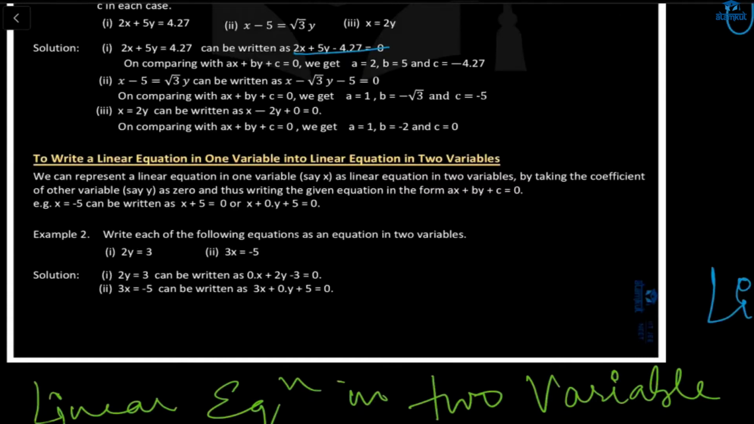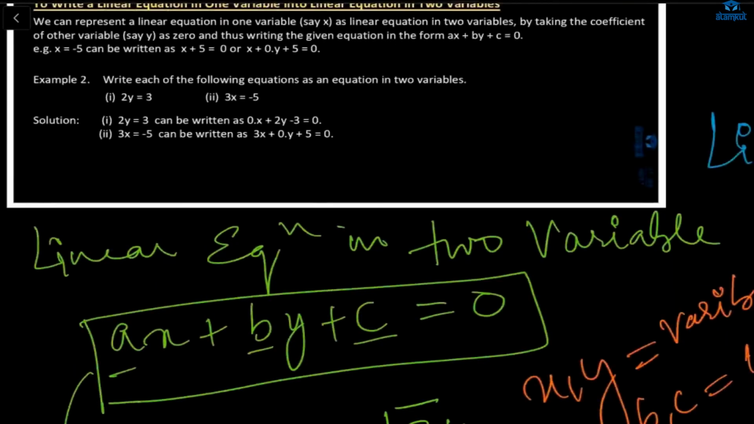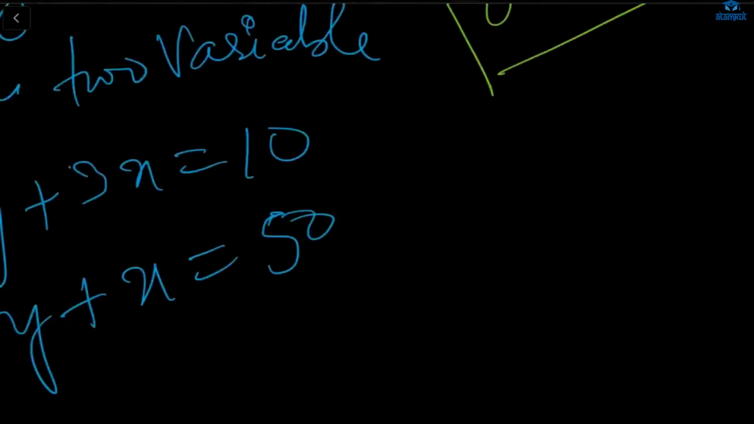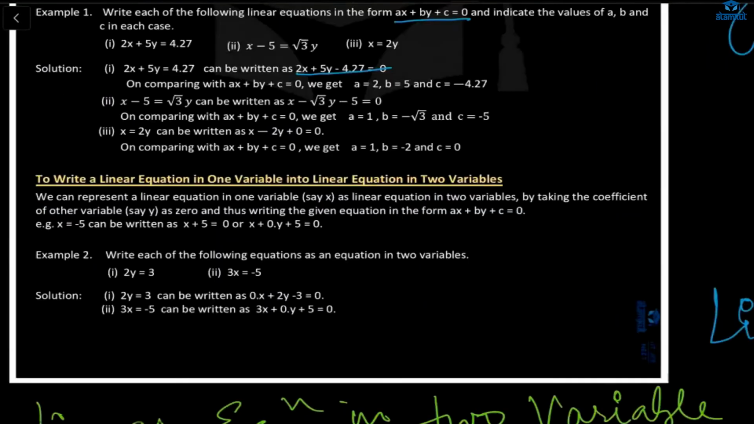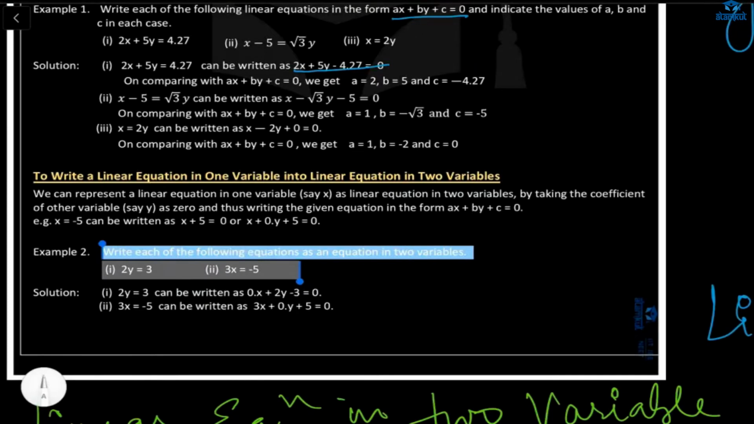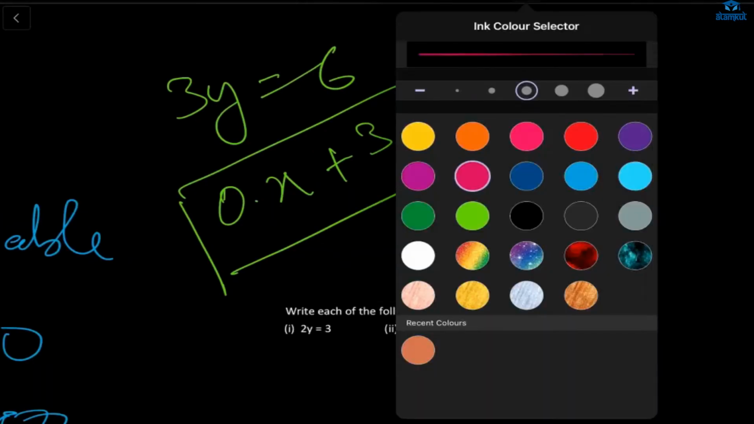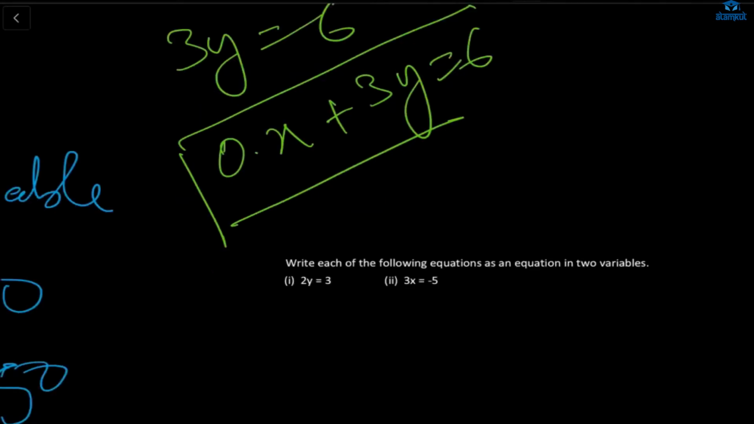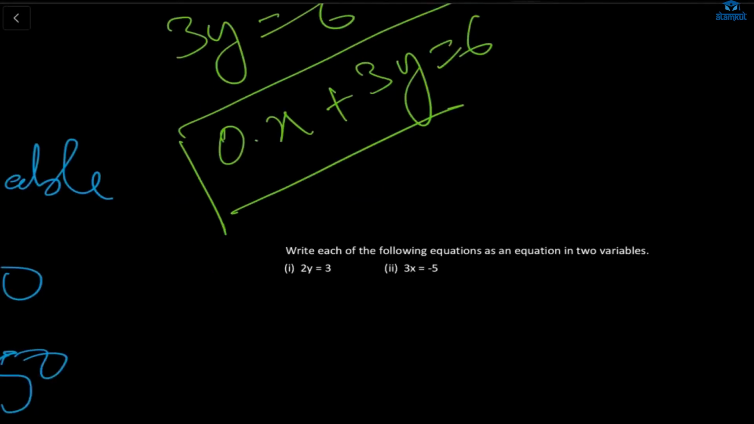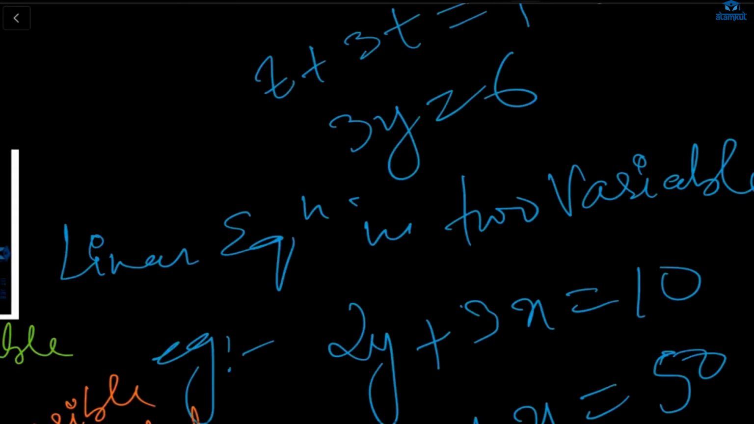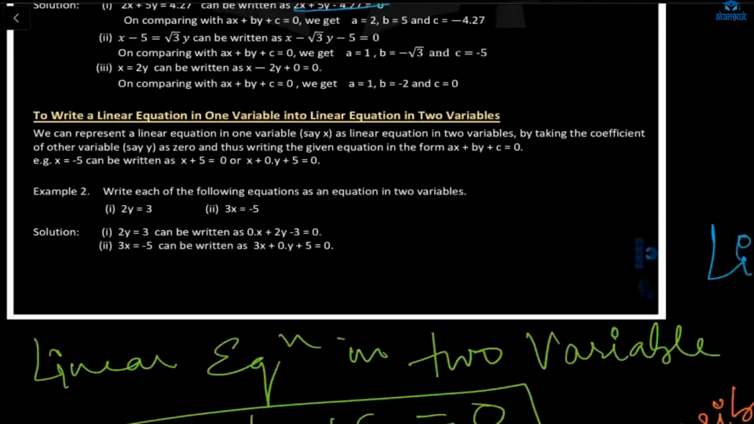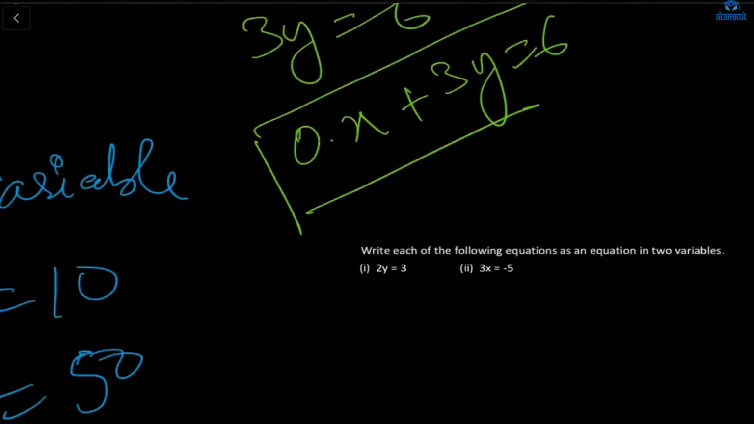Now let's see, for example, question number 2. I'll copy this question. What is that 0 dot x? Is that multiplication? Yes. That is what I was going to tell you: to write a linear equation in 1 variable as a linear equation in 2 variables, meaning it is given in 1 variable, how can you make that in two variables. Now here I have copied the question to explain to you.